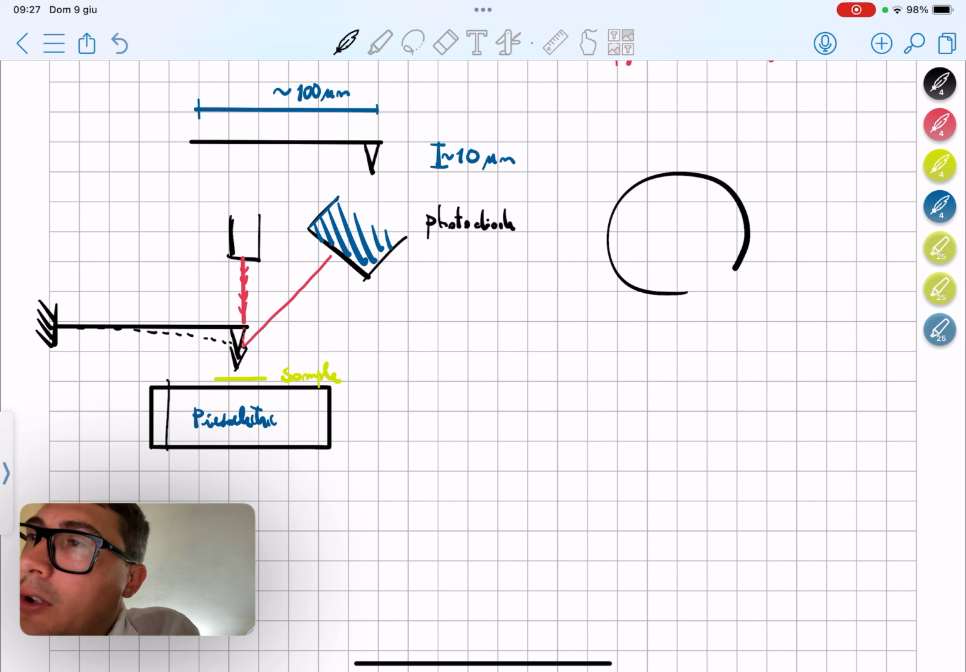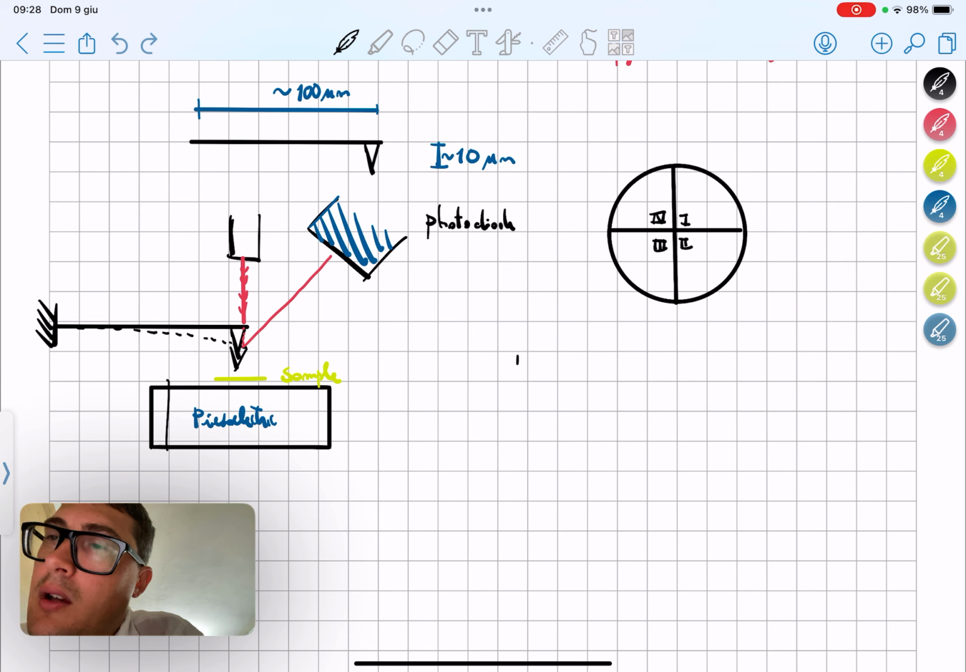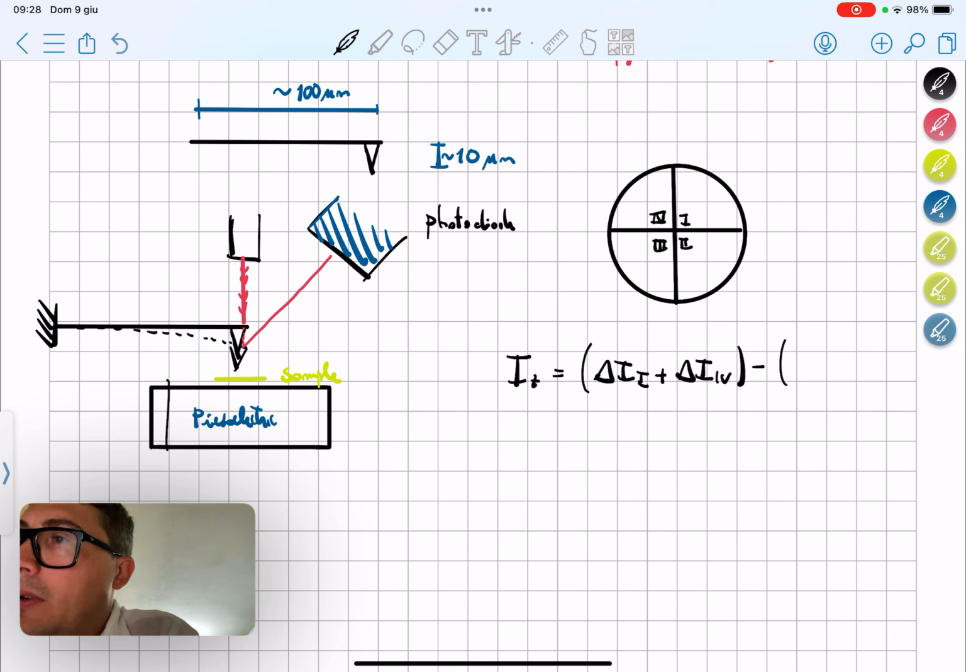Just to give you an idea of the photodiode, it will be something like this. We will have four quadrants. Let's call them the first, second, third, and fourth quadrant. The laser beam will be effectively like an ellipse, which is maybe moving up and down. If we want to measure in the z direction, we will have to compute delta I of the first plus delta I of the fourth quadrant, minus delta I of the second plus delta I of the third, just to give an idea of how we can effectively measure this deflection in the z direction.